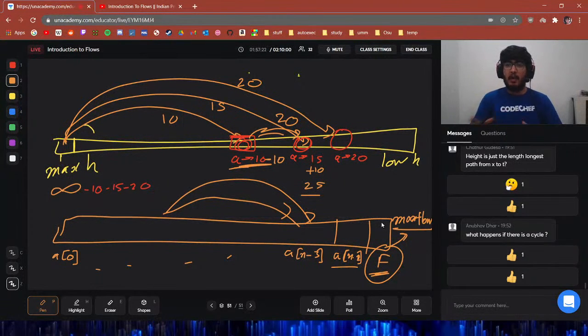Did you understand how this algorithm works? Just give a thumbs up if you do understand how this algorithm works and also understand the intuition behind this algorithm, right?